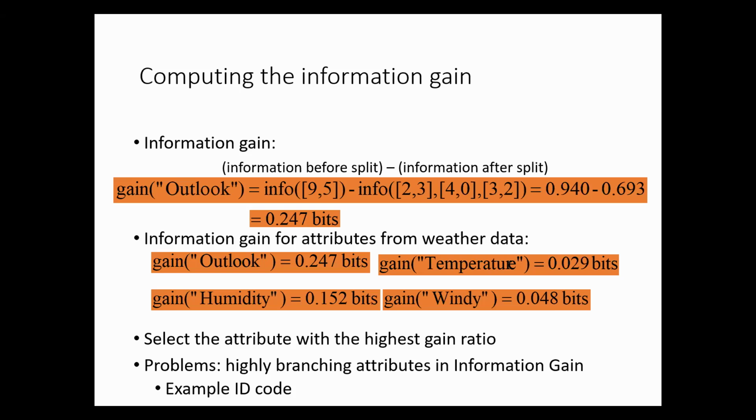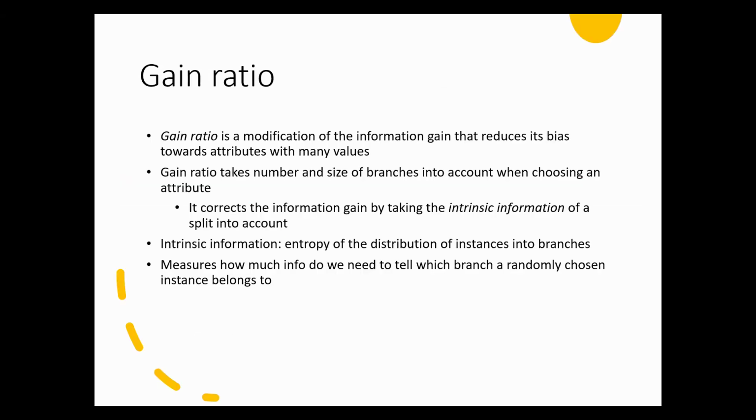So there are many others, because there are various issues with information gain. To accommodate that, there's a measurement called gain ratio. It will modify the information gain, and then it will reduce the bias. It'll take the number and the size of the branches into account when choosing the attribute, and it corrects the information gain by taking the intrinsic information of a split into account.